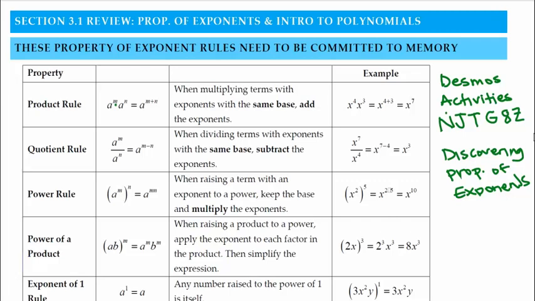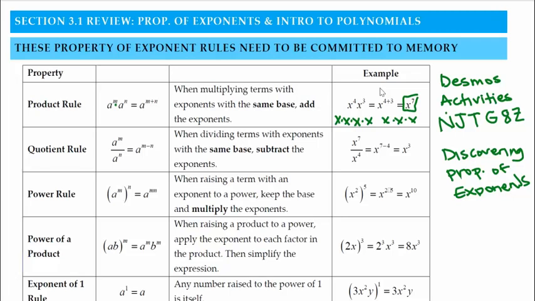If we had x to the 4th times x to the 3rd, we add those together to get x to the 7th. Sometimes it's nice to visualize them as well: x to the 4th is x times x times x times x, and x to the 3rd is x times x times x. If you count them all up, you'll see that there are 7 of them. So that's where x to the 7th comes from. If you're a visual learner, then writing things out to start off with can be a really good help.